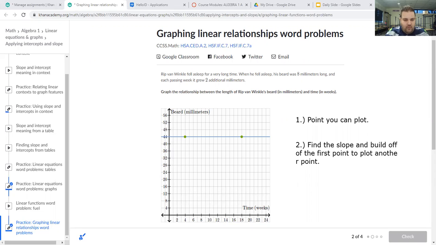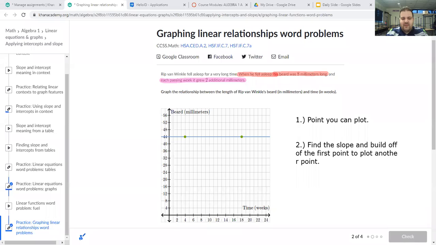So we have Rip Van Winkle fell asleep for a very long time. When he fell asleep, his beard was 8 millimeters long, and each passing week it grew 2 additional millimeters. Milliliters would be volume. It grew an additional 2 millimeters every passing week. Graph the relationship between the length of Rip Van Winkle's beard in millimeters and time in weeks.